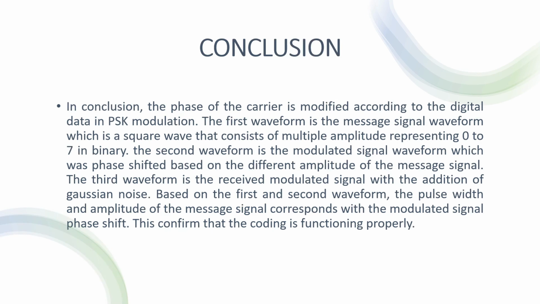In conclusion, the phase of the carrier is modified according to the digital data in PSK modulation. The first waveform is the message signal waveform, which is a square wave that consists of multiple amplitudes representing 0 to 7 in binary. The second waveform is the modulated signal waveform, which was phase shifted based on the different amplitude of the message signal. The third waveform is the received modulated signal with the addition of Gaussian noise. Based on the first and second waveforms, the pulse width and amplitude of the message signal correspond with the modulated signal phase shift. This confirms that the coding is functioning properly.